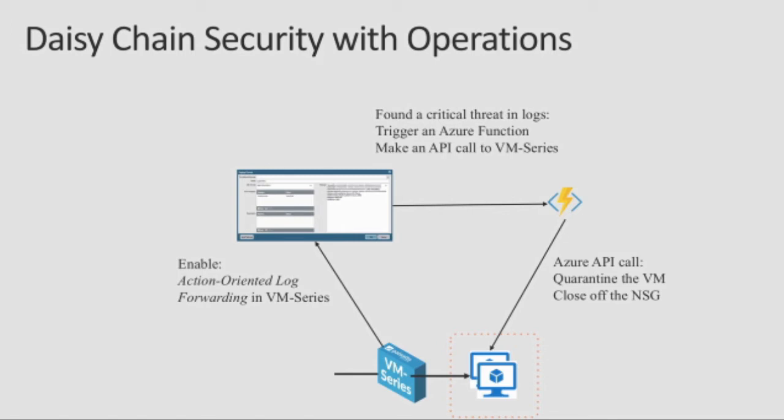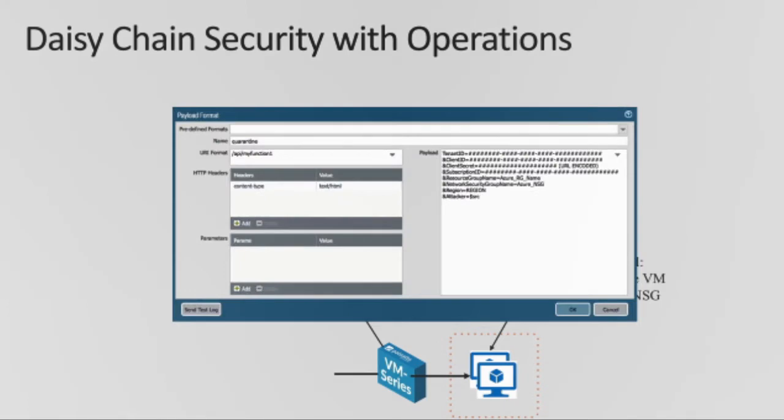Action-oriented log forwarding. All firewalls have log forwarding. In addition to just normal log forwarding, you can set filtering rules to say, if I find this malware, or if this condition exists, meaning I was brute forced 20 times, I want you to take this additional action. And that additional action can be any HTTP call, essentially a post you can make.